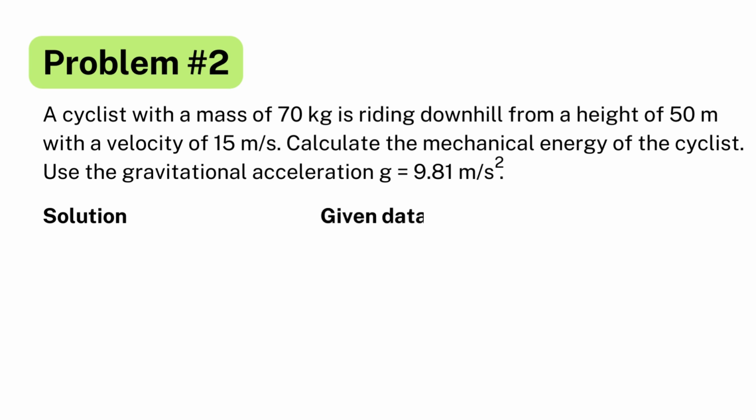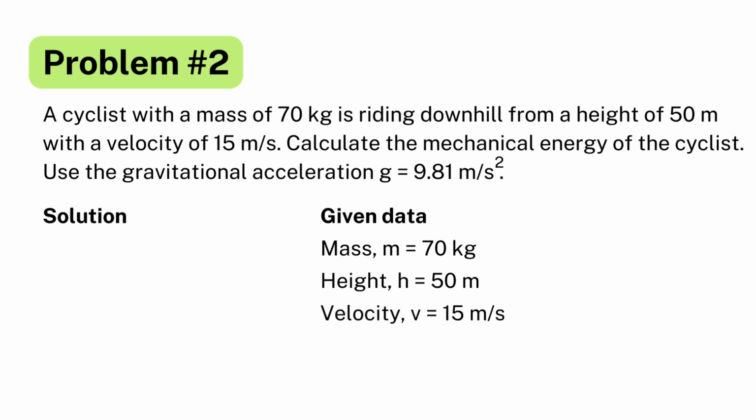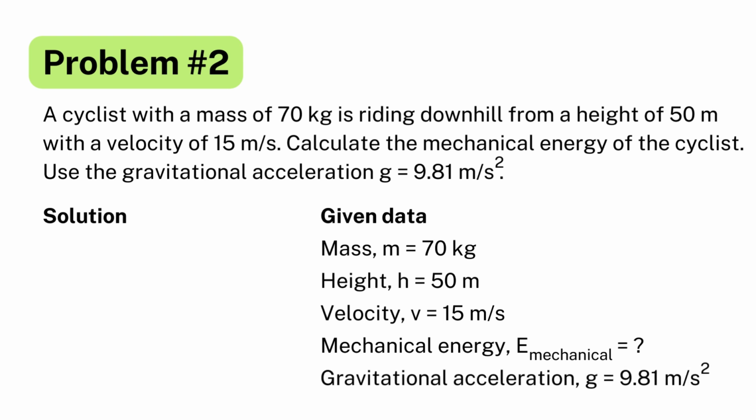The mass of a cyclist is given as m is equal to 70 kilograms, and the height is given as h equals 50 meter. Also, the velocity is given as v is equal to 15 meter per second. The mechanical energy, E mechanical, is equal to question mark, and the value of gravitational acceleration is given as g is equal to 9.81 meter per second square.